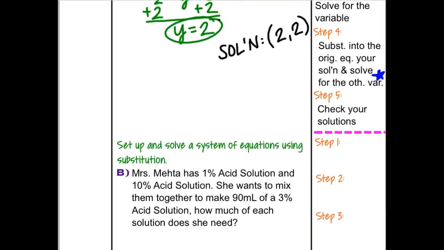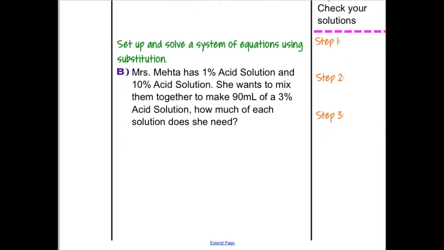The next part today is word problems. And so I've got here Mrs. Maida has a 1% acid solution and a 10% acid solution, but she needs 90 milliliters of a 3% acid solution, so she needs to mix them together because she can't get money from the school to buy it. So how much of each solution does she need?